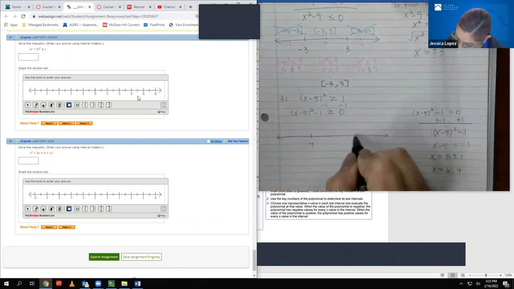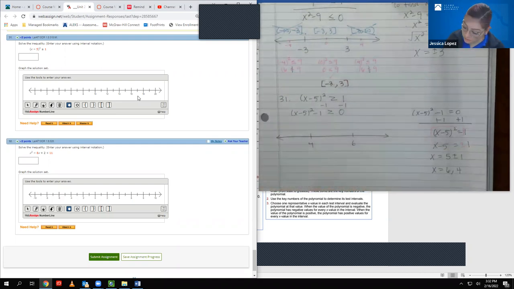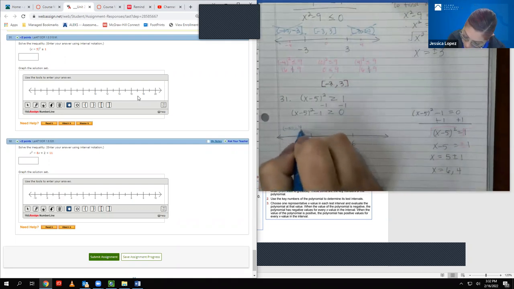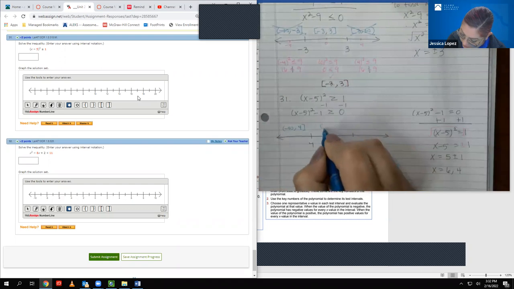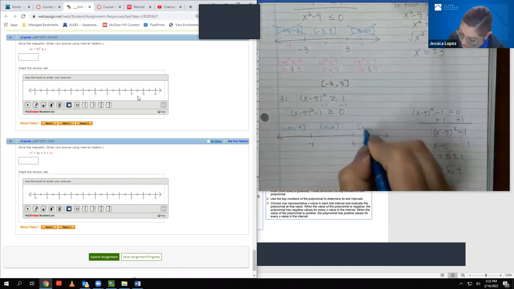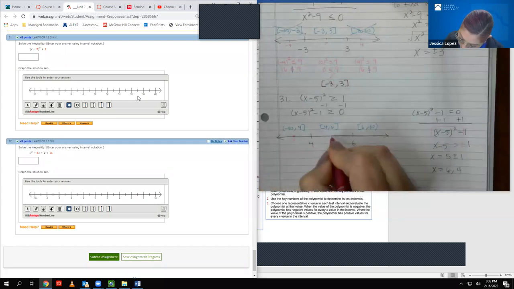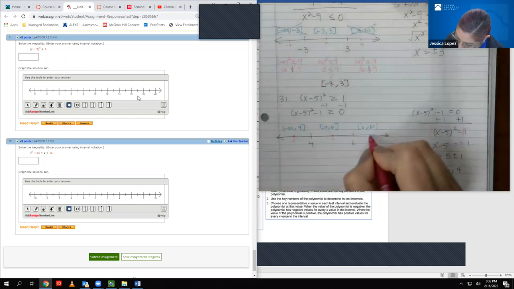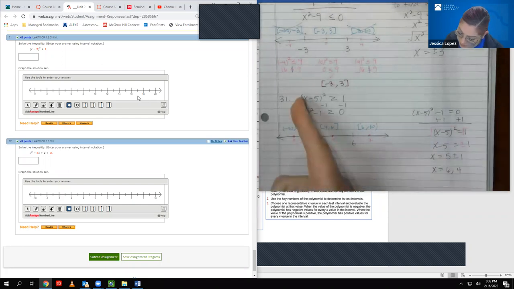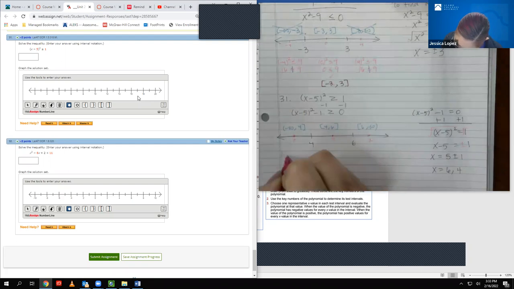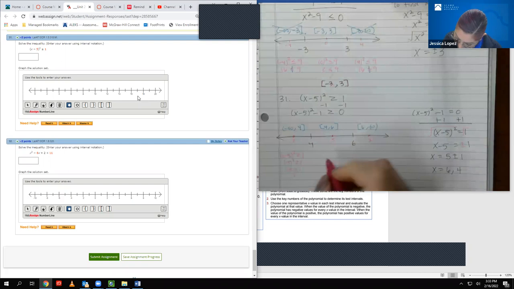4 would be on the left and 6 would be on the right. The intervals that are created are negative infinity to 4. There is a bar there, so a bracket, 4 to 6, and then 6 to infinity. Now I'm going to test the intervals. Over here, I'm going to pick 0. In between, I'm going to pick 5. And over here, I'm going to pick 7. And so we're going to plug them into the original. So 0 minus 5 squared greater than or equal to 1. That's negative 5 squared, which is 25, and 25 is greater than or equal to 1. Now for the next one, 5.